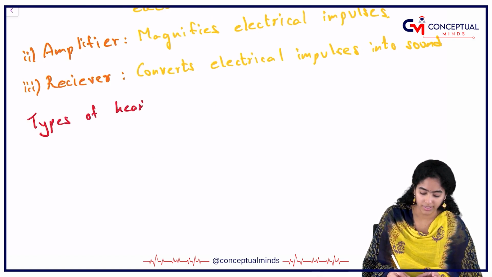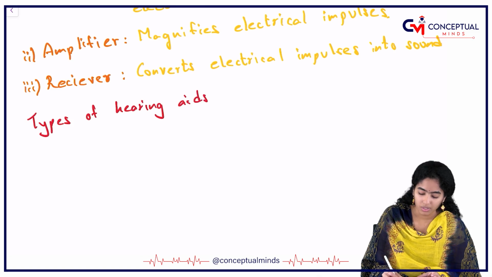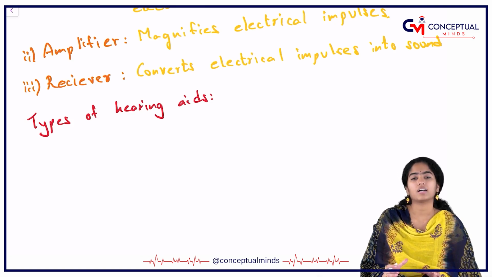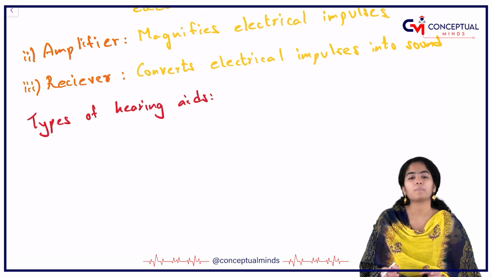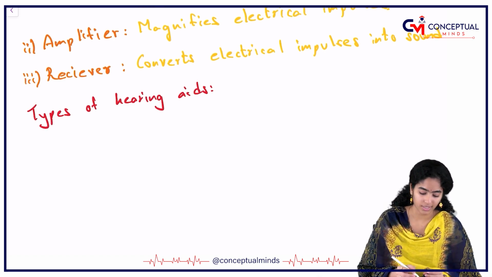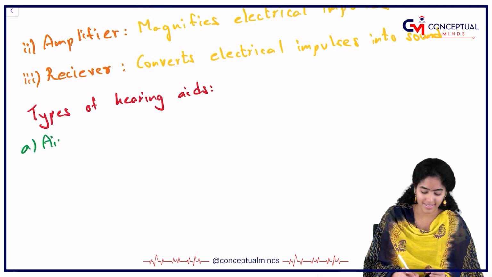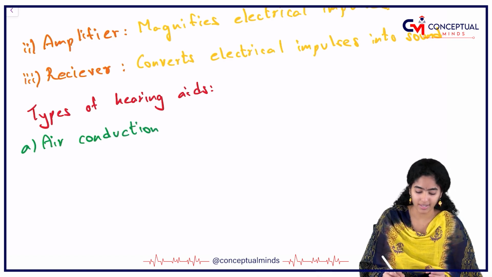Types of hearing aids. Now, in hearing loss, we have two broad types. What are they? One is conductive type of hearing loss and the second is sensory neural type of hearing loss, isn't it? While learning about the physiology of hearing, we saw that there are two types. One is air conduction and second is bone conduction. Similarly, in hearing aids also, we have two types. And what are they? The first one is air conduction hearing aids and the second one is bone conduction hearing aids. This is based on their mechanism of action.